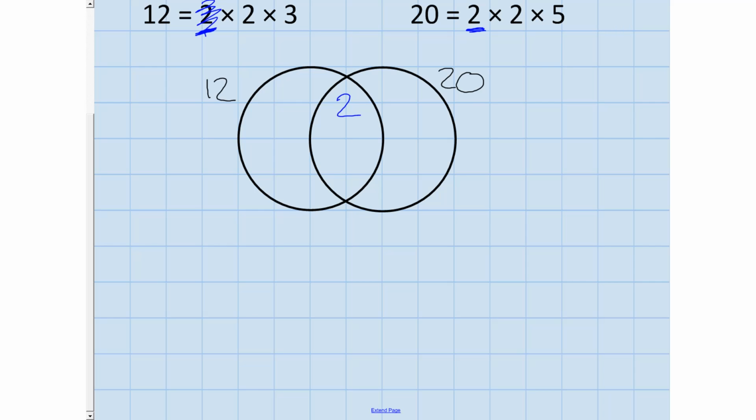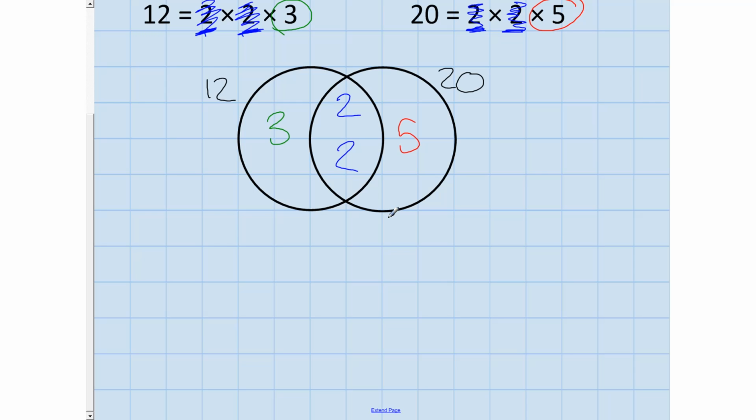Let's get rid of them. But we look again, we've also got another 2 that they both have, so I can put another 2 in this overlap and get rid of that. If we look at the 12 now, we've still got this 3 left over, and we're going to put that in the non-overlapped part of the circle. Similarly for the 20 we've still got this 5, so we're going to put the 5 in the non-overlapped part of the circle.